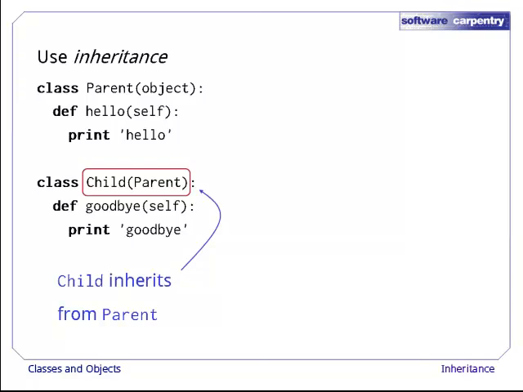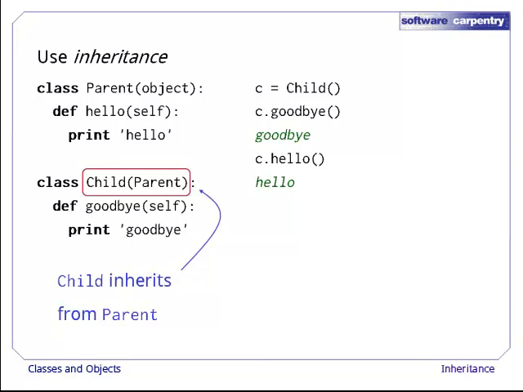To see what this means, let's create an object of class child. As expected, we can then call its goodbye method. But look, we can also call its hello method, even though we didn't define hello for the class child. This works because child inherited the definition of hello from parent. It automatically has everything that parent defined.